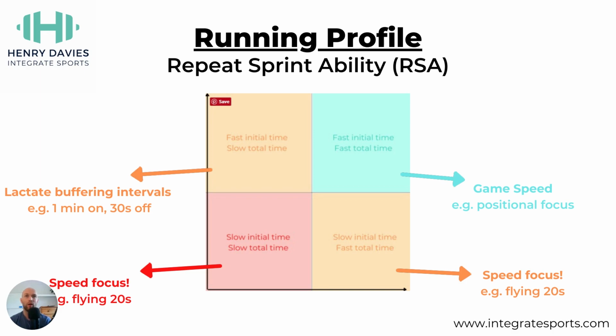And then bottom right, we've got a slow initial time. So they're a slow athlete, but they've got a fast total time, so they can sustain the speed overall. And when I say fast, it's relative to their own individual speed, as opposed to suddenly having a quick overall time. We mean their ability to sustain their speed is good, but their actual sprint speed itself is slow. So they still need to get faster. So that's the importance of top speed in all of these profiles.